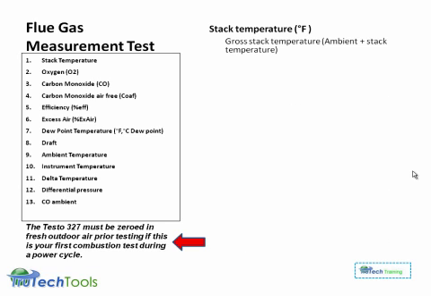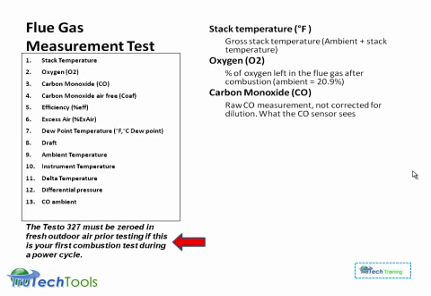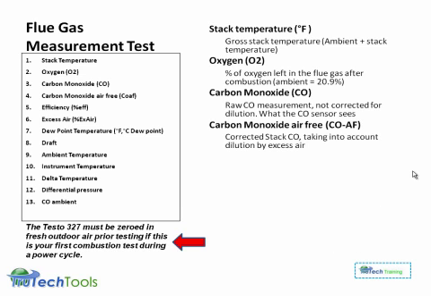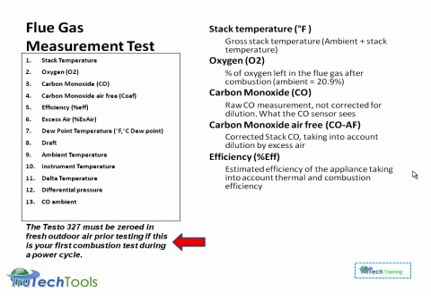Stack temperature is actually what we call gross stack temperature. It's ambient temperature plus the stack temperature. Oxygen is the percent of oxygen left in the flue gases after combustion, and ambient is 20.9. Carbon monoxide, CO, is a raw CO measurement, not corrected for dilution. It's what the CO sensor sees, so it's not an air-free measurement. Carbon monoxide air-free is corrected stack CO, taking into account how much that CO was diluted by the excess air.